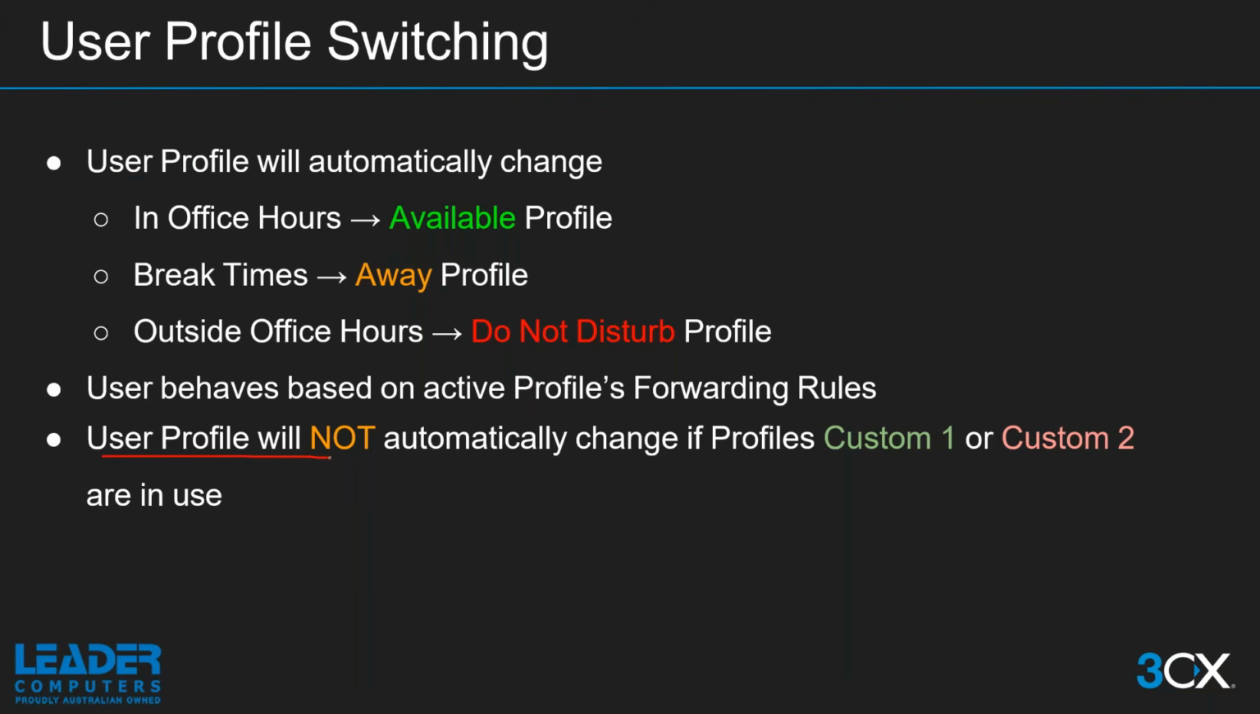The user profile will not automatically change if the profile is set to custom one or custom two. So let's say you put a user on custom one, then you can't expect that as soon as the clock ticks out of office, the user will be changed to do not disturb. It won't do that. It's going to stay on custom one until you change it back to default office hours or to one of the other profiles, and the same goes for custom two. If you're in custom one or two, the extension is going to stay on that until you manually switch it back to the default office or the normal office routing.